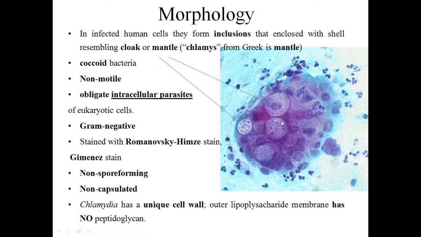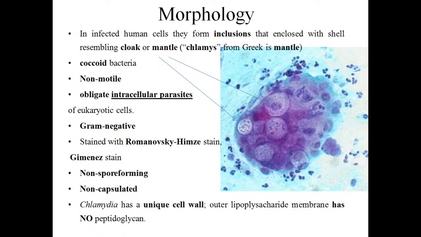They are very, very small, inside here and here, for example. These are coccoid bacteria. Coccoid we can see here. Once more, this is not bacteria. This is an inclusion body. Bacteria are present inside of the inclusion body. They are non-motile. Obligate intracellular parasites of eukaryotic cells. They also can't live without living cells. They need just living cells for replication.